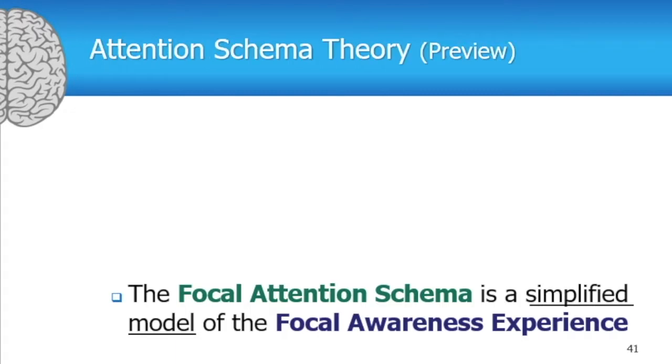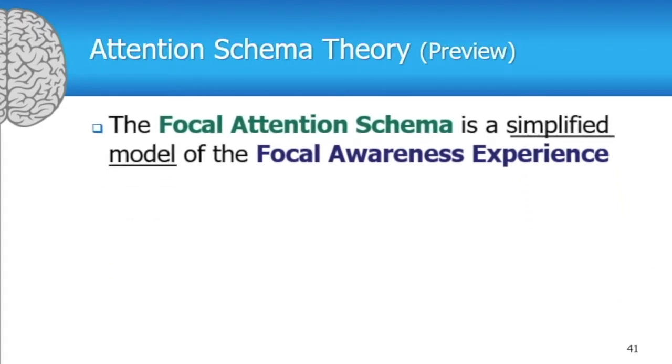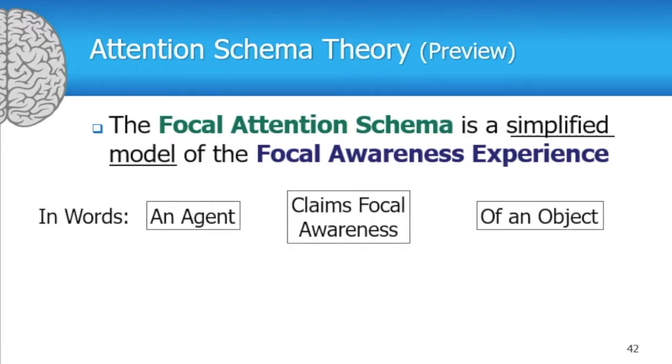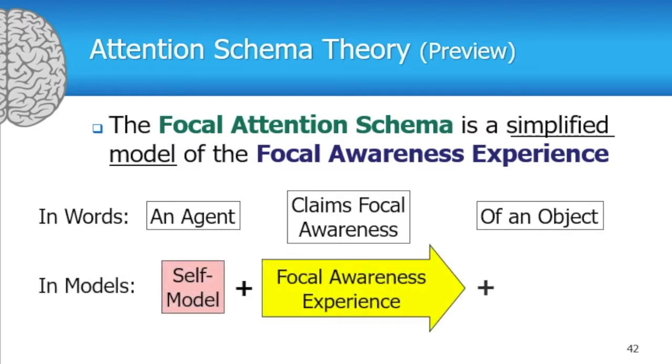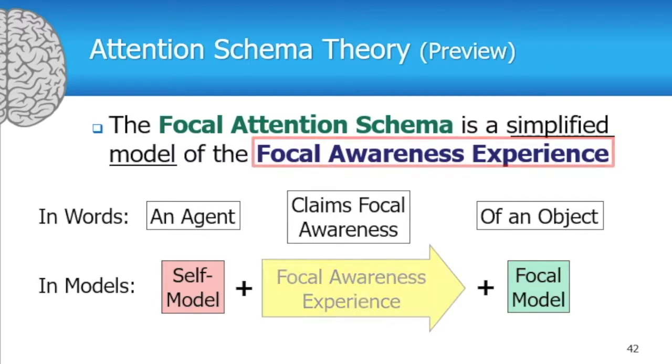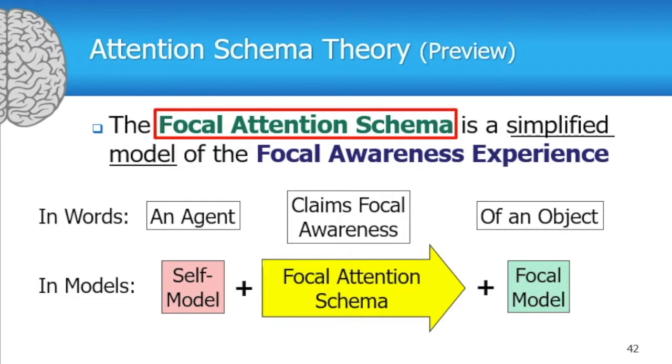So let's apply this attention schema theory to an agent. If an agent claims focal awareness of an object in words, then the self-model of the agent has a focal awareness experience of the focal model. Attention schema theory says you would replace the focal awareness experience with the focal attention schema. So the model of focal awareness is the self-model plus the focal attention schema plus the focal model. That, in a nutshell, is attention schema theory.